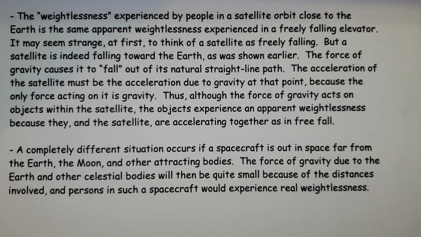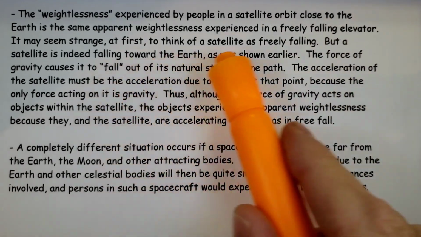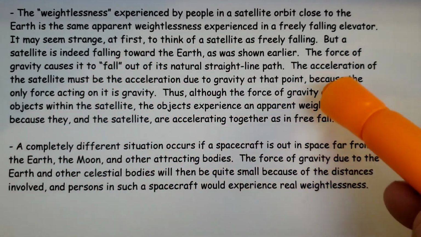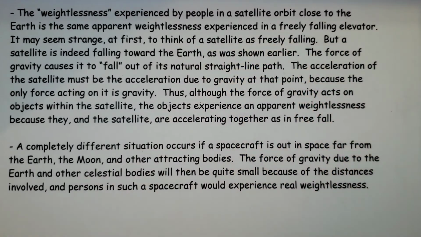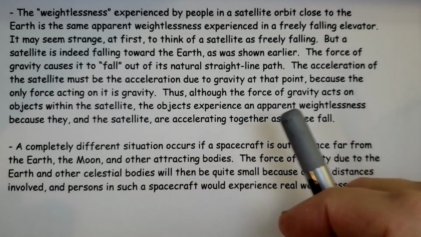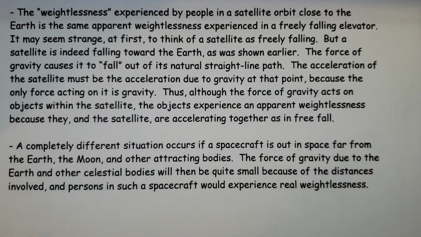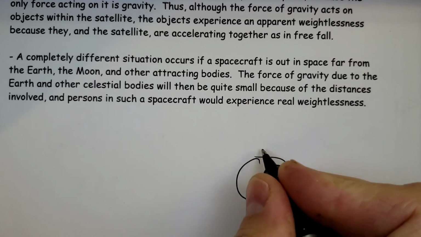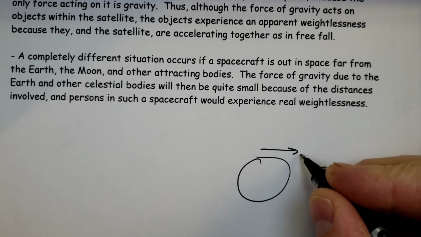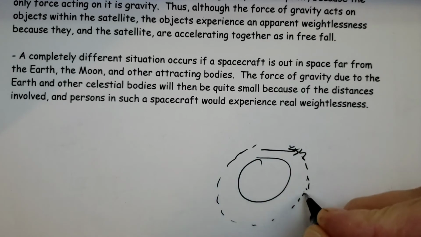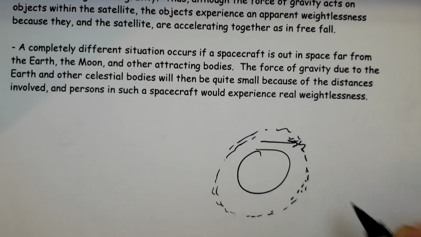So the weightlessness experienced by people in a satellite orbit close to Earth is the same as the apparent weightlessness in an elevator. It may seem strange at first to think of a satellite as freely falling, but a satellite is indeed falling toward the Earth, as was shown earlier. The force of gravity causes it to fall out of its natural straight line path, because remember, it gets launched out and it has to have such a speed so that it doesn't escape this orbit, it doesn't go below the orbit, it stays in the orbit because it's constantly being pulled inwards by the Earth. So it has to have a high enough speed to stay in that path.